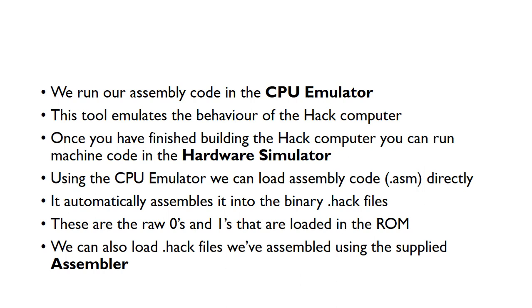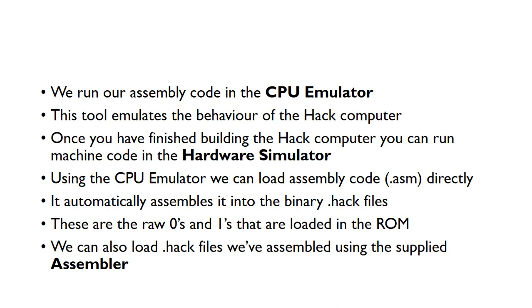Once you've actually finished building the Hack computer by writing the HDL files for all the different parts, you can run the machine code in the hardware simulator, but the actual CPU emulator just emulates the completed computer. With the emulator tool, we can load assembly code directly, the raw assembly code of the .asm files, and it automatically assembles these into the binary .hack file, the actual machine code. These ones and zeros are the things that are loaded into the ROM, the instruction memory.